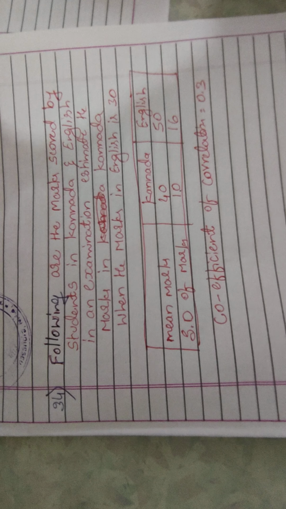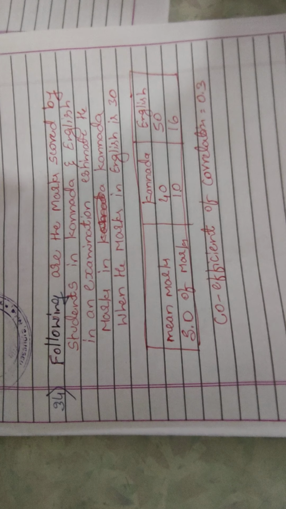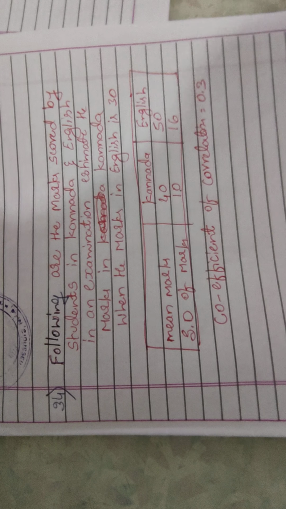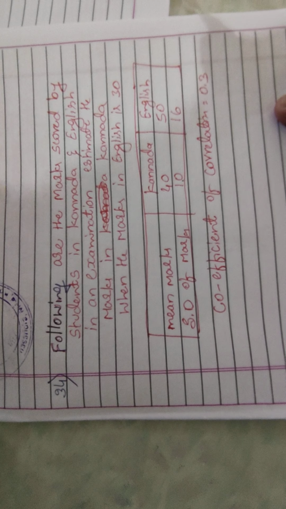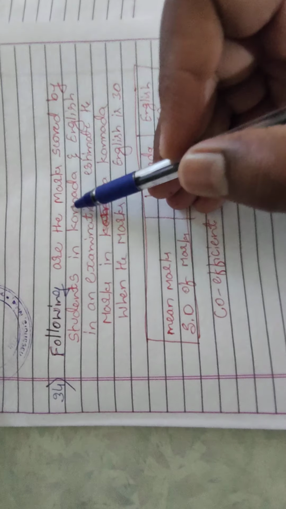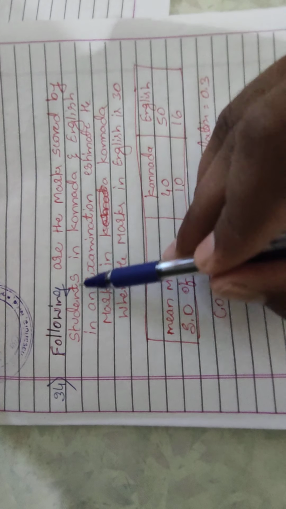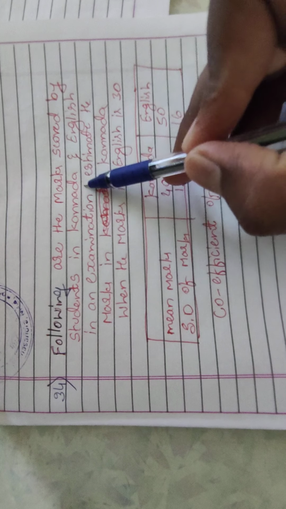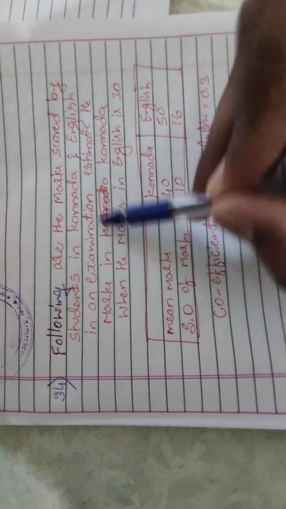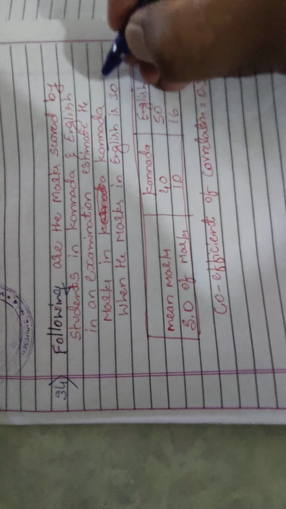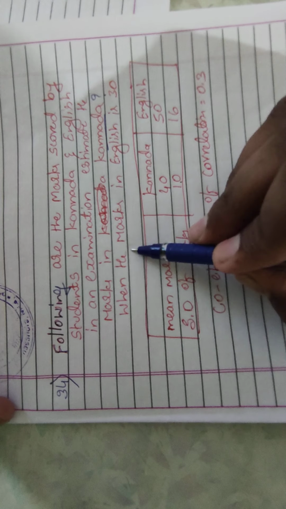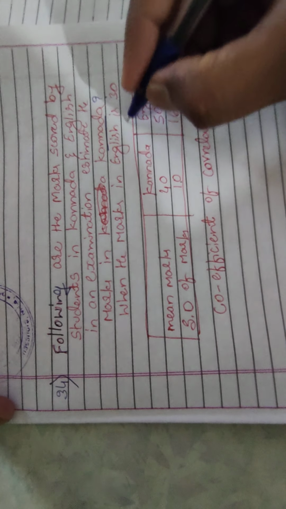In the previous video, we already discussed section C, under that question numbers 31, 32 and 33. In this video, we are going to cover the same section, and the next question is the 34th question, a 5 marks question. Following are marks scored by students in Kannada and English in an examination. Estimate the marks in Kannada when the marks in English is 30.